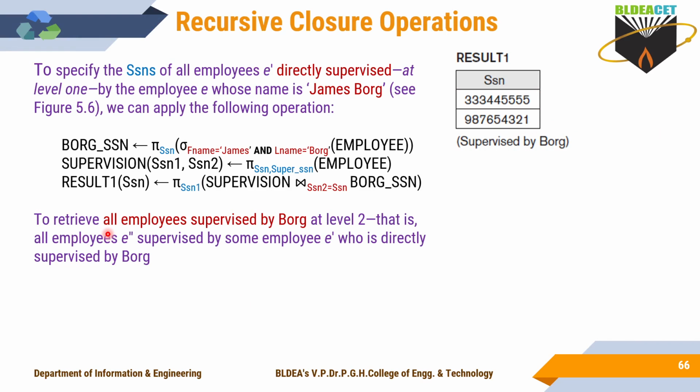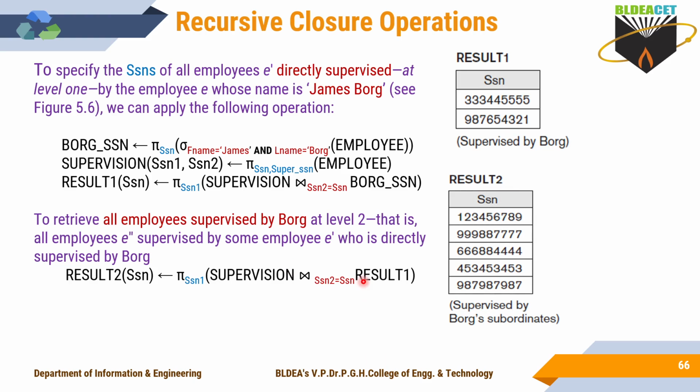And one more query: retrieve all employees supervised by Borg here. So who are the employees supervised by Borg? Those employee information you want to retrieve now. So once again you take this result one, which retrieves whoever is supervised by the supervisor. And next, all employees who are supervised by Borg here. Then you join the supervision and result one. The condition is SSN equal to SSN, and what result will you get? That result is the subordinates supervised by Borg. These are the two employees supervised by Borg, and these are the employees who are supervised by these two employees here.